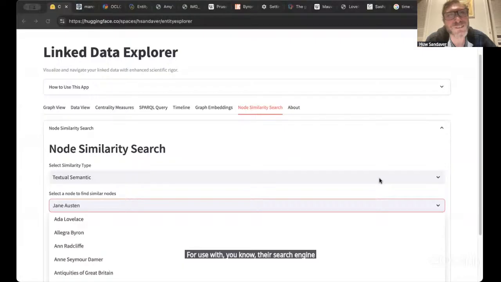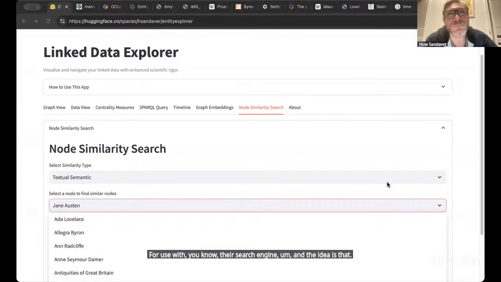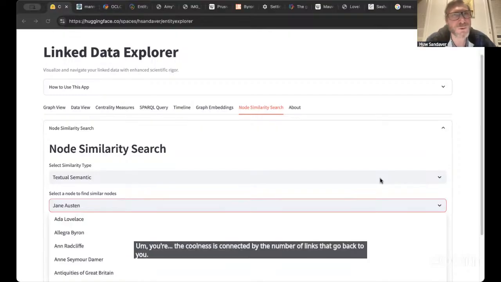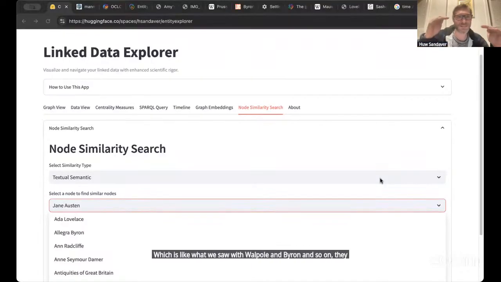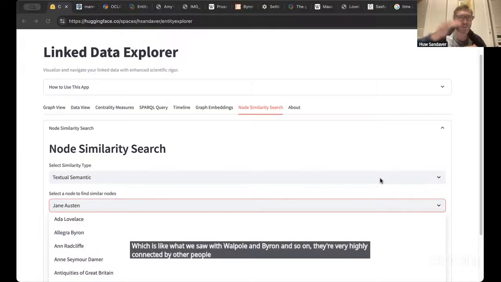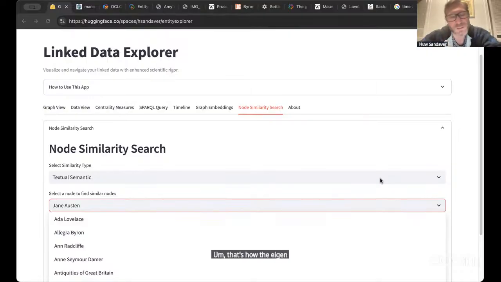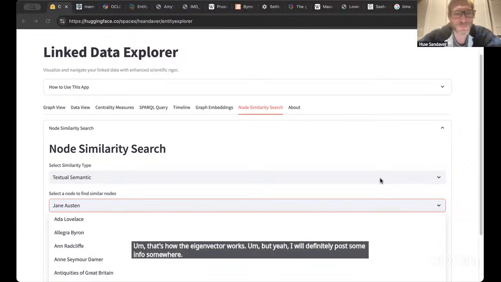And the idea is that the coolness is connected by the number of links that go back to you, which is like what we saw with Walpole and Byron and so on. They're very highly connected by other people, which rises them up. That's how the eigenvector works. But yeah, I will definitely post some info somewhere if you provide me a space.